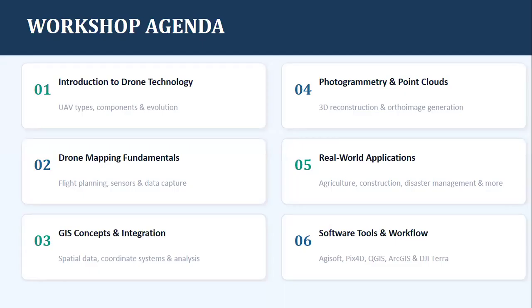So this is our workshop agenda as planned according to the sequential flow. This workshop is organized into 6 major subsections. Initially, we will start with a basic introduction to drone technology and understand the evolution and components of unmanned aerial vehicles. Next, we will study the drone mapping fundamentals, including flight planning and data acquisition. We will then explore geographic information system concepts and how drone data integrates with spatial analysis systems. The fourth segment covers photogrammetry and point cloud generation. After that, we will discuss real-world applications across various sectors. Finally, we will review different software tools and complete drone mapping workflows used in industry.